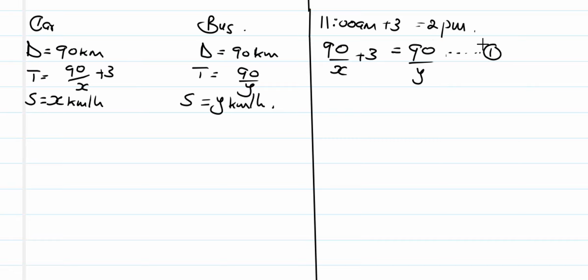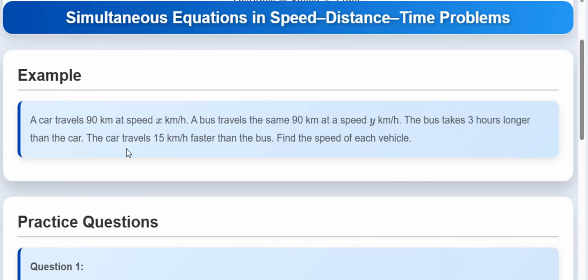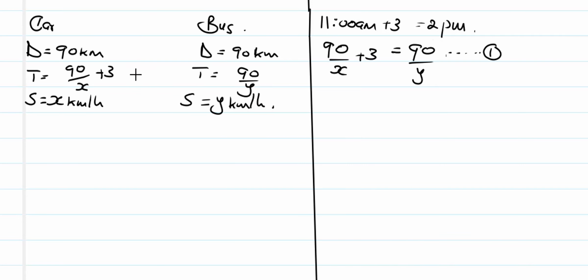But then, if we go back to the question again, you are told the car travels 15 kilometers faster than the bus. So logically, this is what it means. Let's say, for example, the real speed of this bus was 60 kilometers per hour. To get the real speed of the car, you would add 15 kilometers per hour. So the car would be traveling at 75 kilometers per hour. But you see, we don't have the exact values for speed. We have the unknowns x and y.